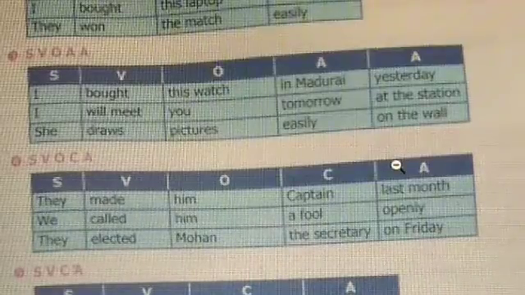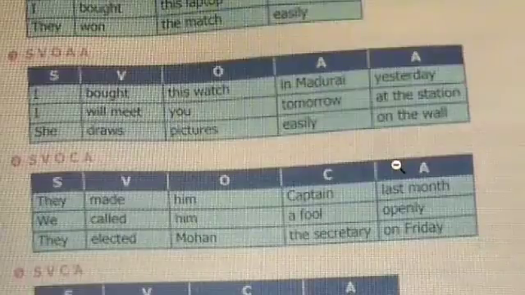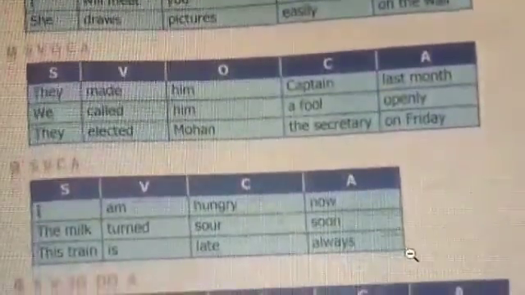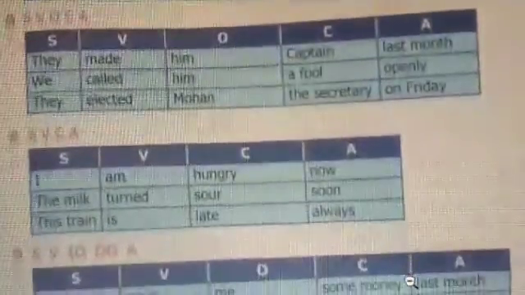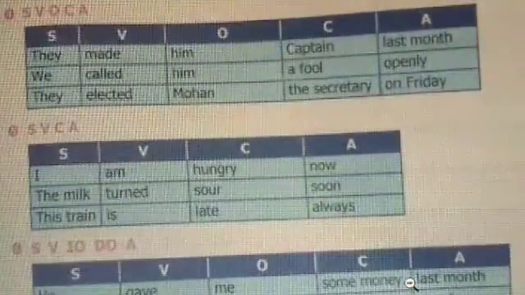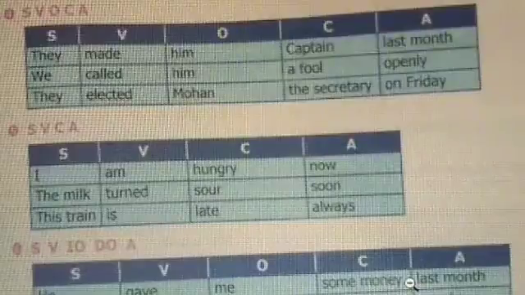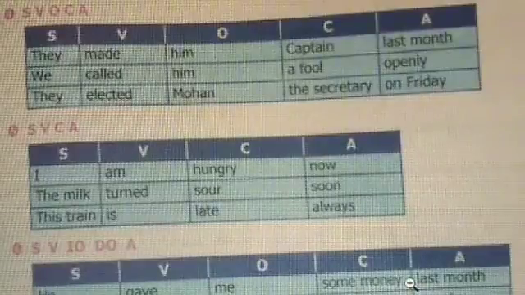Now coming to the next pattern, SVOCA. They made him captain last month. So they subject, made verb, him object, and you know captain is object complement. And when did they make him captain? Last month. So it is adjunct.